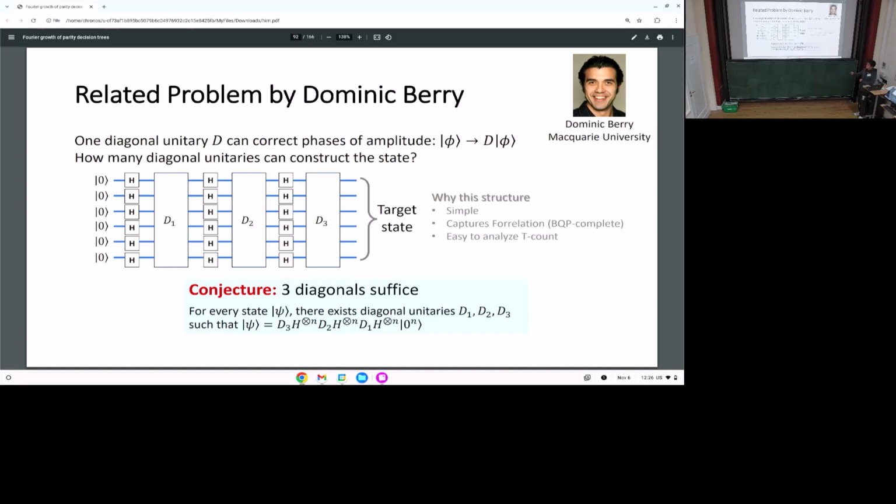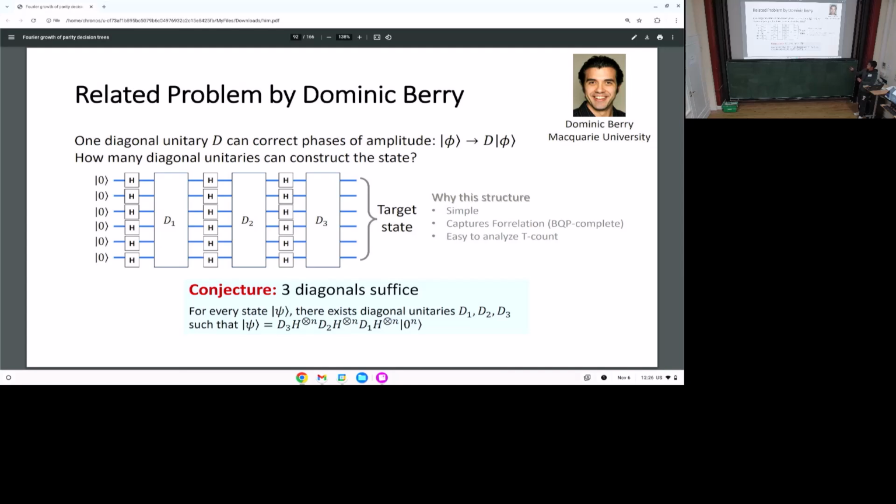And why we care about this structure, why he asked in the first place. First is simple. You have diagonal unitaries, and what's the simplest Clifford operation? Well, Hadamard, you just take the Fourier transform. And also it captures computation, which is BQP complete. In computation, we have Hadamard, Boolean oracle, Hadamard, Boolean oracle, Hadamard, Boolean oracle. Keep doing this. So at least this circuit, if you allow many diagonal unitaries, will complete all the computation in BQP. So this is kind of a universal circuit.